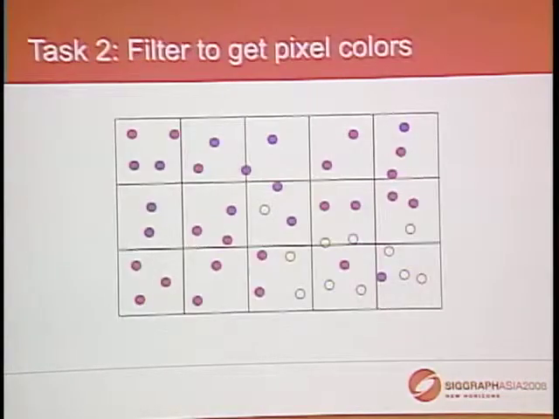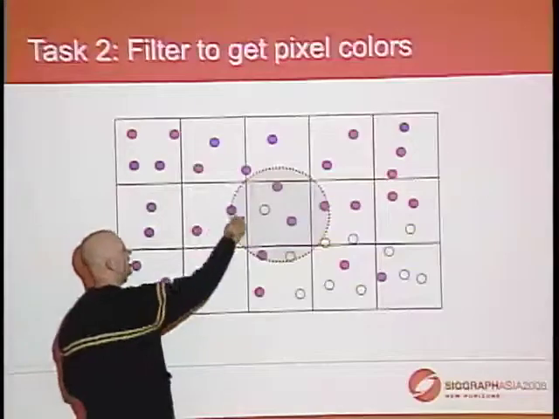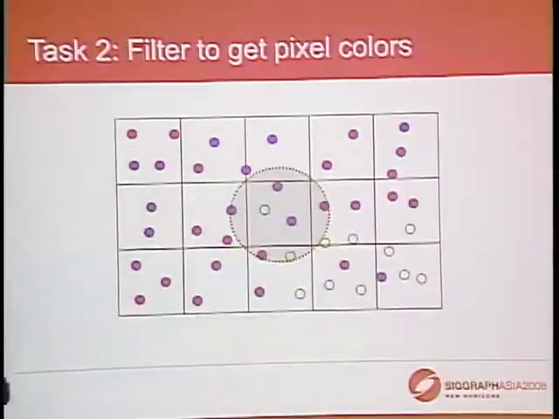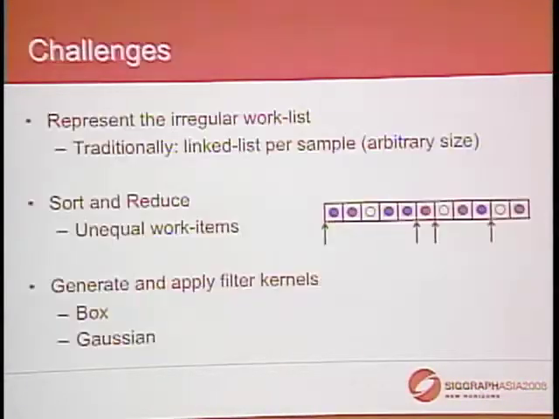And then once you've computed all these samples, you have to run some sort of filtering kernel over them. And your filtering kernel is probably going to be better than just a box filter. You're probably going to care about having a broader extent and doing a better job from the signal processing point of view. So the real challenges here from a research point of view are how do we represent a work list that's irregular, where every pixel has a different amount of work to do.